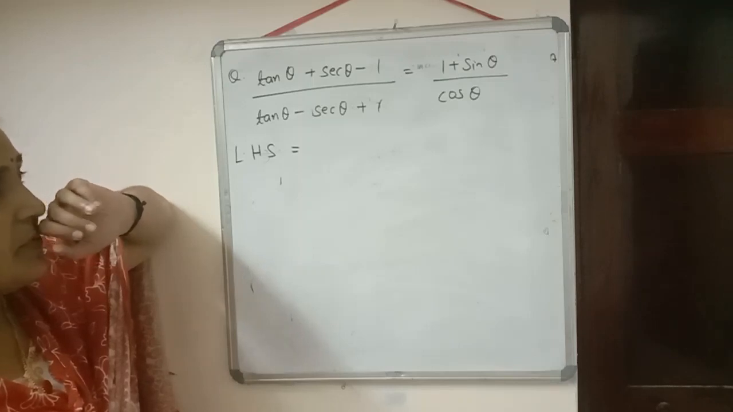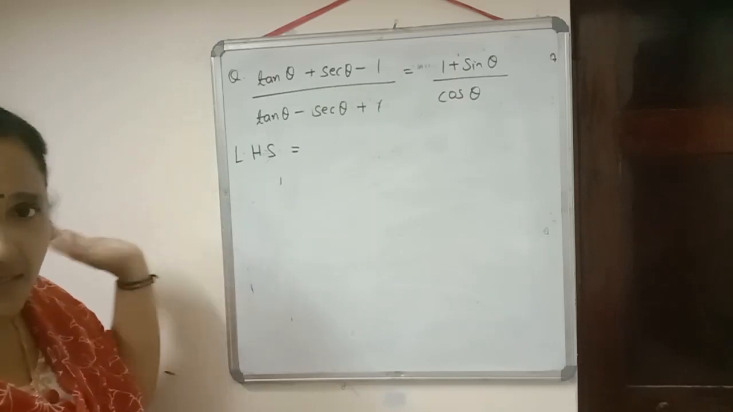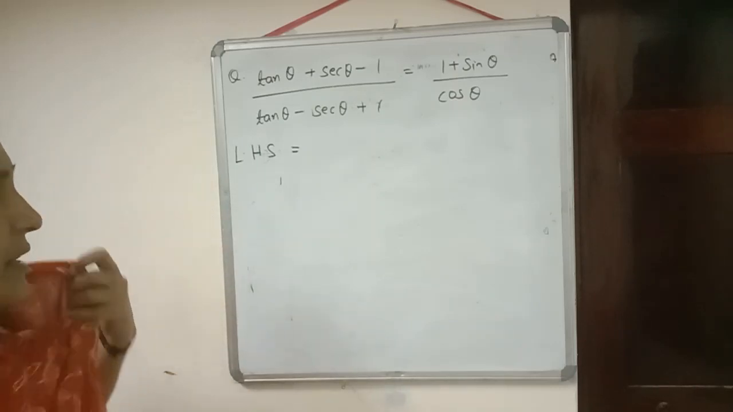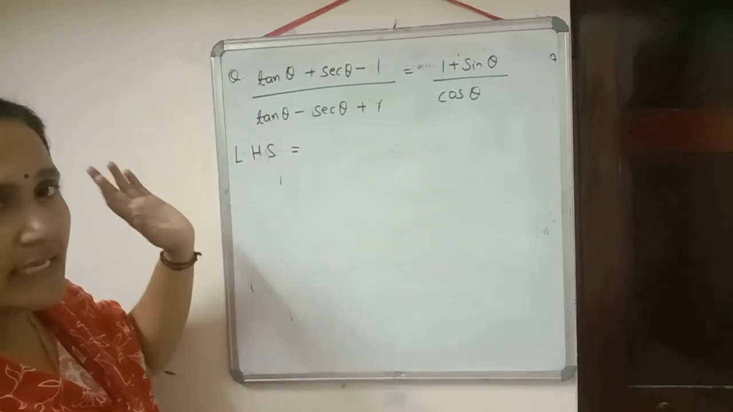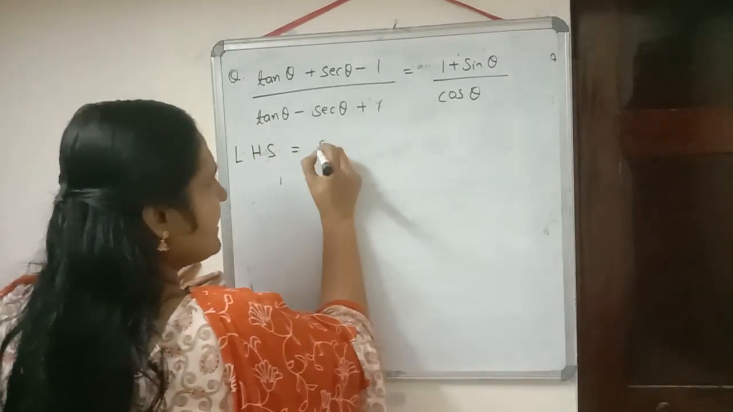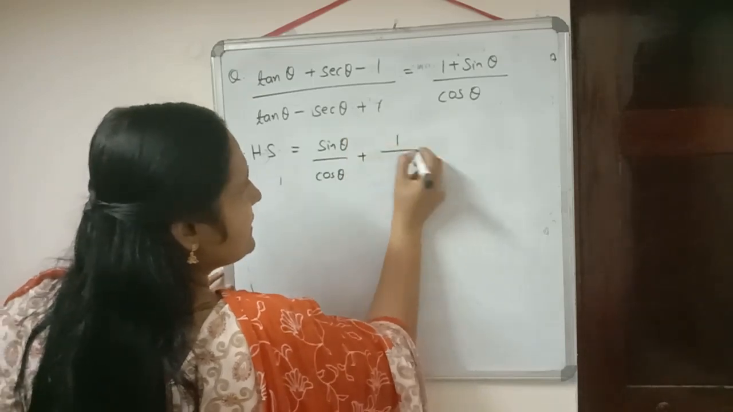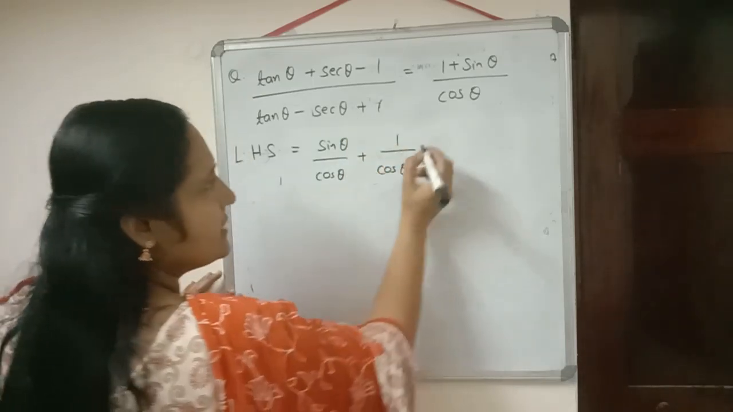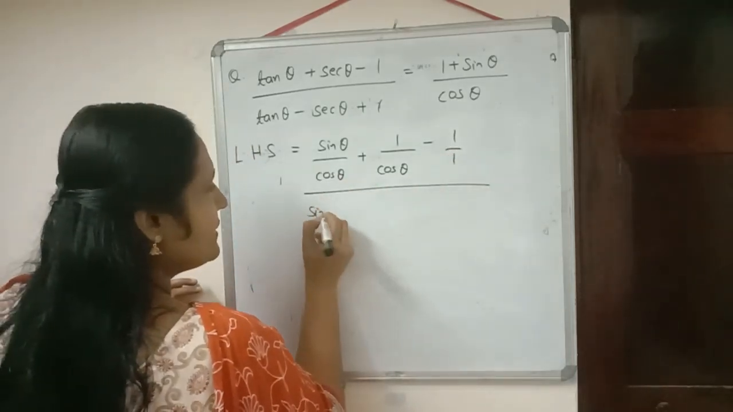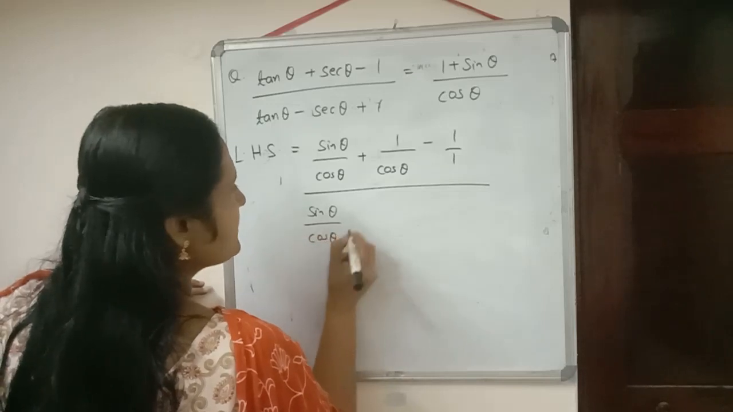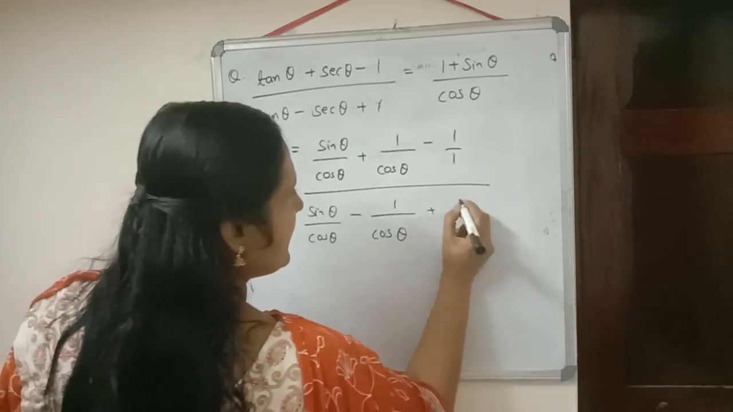So better what we can do, first we can change in terms of sin theta and cos theta, and then we can rationalize the denominator. Okay, I will explain you how to do the rationalization when three terms are there. So first, can we change it? Okay, tan theta can be written as sin theta by cos theta plus sec theta can be written as 1 by cos theta, minus 1 by, here also tan theta can be written as sin theta by cos theta minus sec theta can be written as 1 by cos theta plus 1.